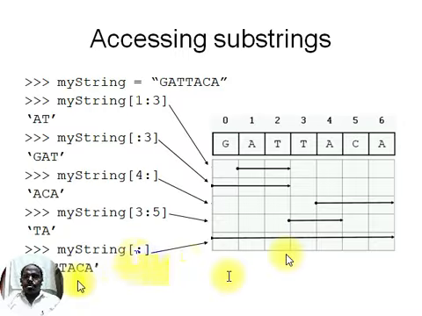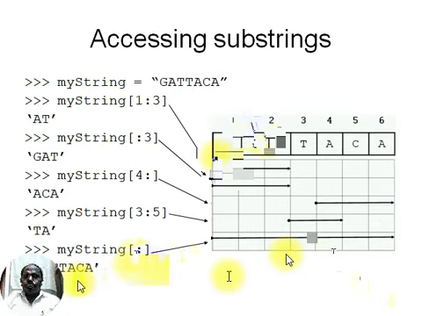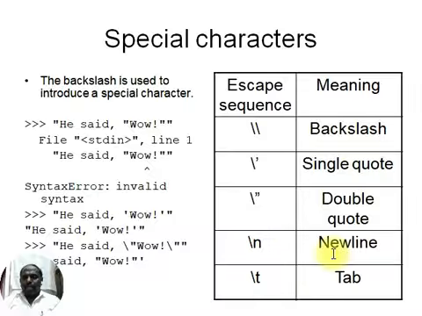Now this is the way of accessing substrings. We use some special characters. These are called escape sequences. That is backslash, double quotes, single quotes, new line, tab. We will discuss them later in the hands-on training, or I will show them in the programming. Just know what the escape sequences or special characters available in Python are: backslash, single quotes, double quotes, slash n, slash t.